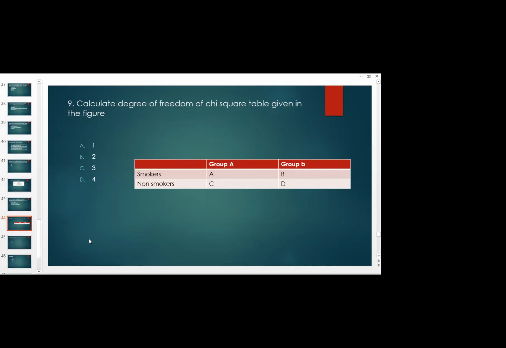Calculate degree of freedom of chi-square table given in the figure. The degree of freedom of chi-square is calculated by row minus 1 multiplied by column minus 1. The correct answer is A, row minus 1 and column minus 1. When we multiply 2 minus 1 by 2 minus 1, it becomes 1.